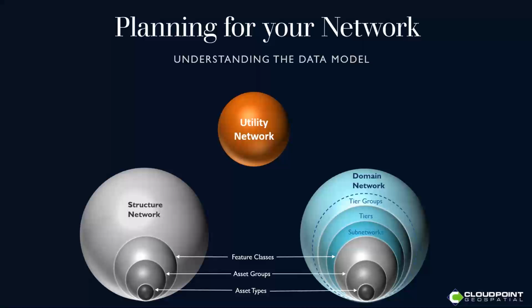So some examples would be pumps, mains, valves, and cleanouts. Next, we're going to go down to tier groups. Tier groups organize the network into sectors, like transmission and distribution in the case of water, or cathodic protection coverage and sewer collection in the case of sanitary.